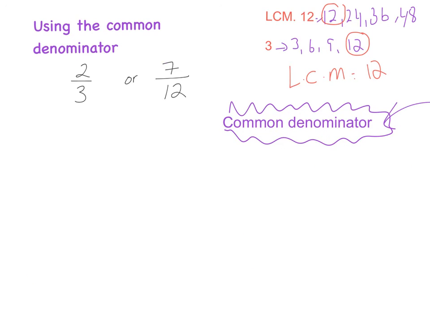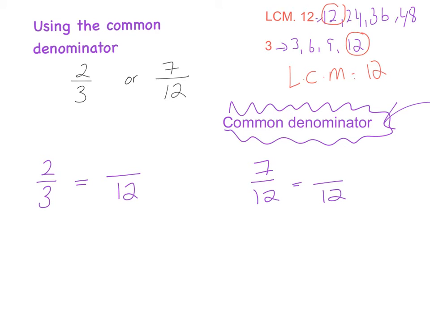Okay, so what I'm going to do now is use my lowest common multiple to help me figure out which one of these is bigger. The first thing is I write 2/3 is equal to something over 12. And the second step is 7/12 is equal to something over 12.